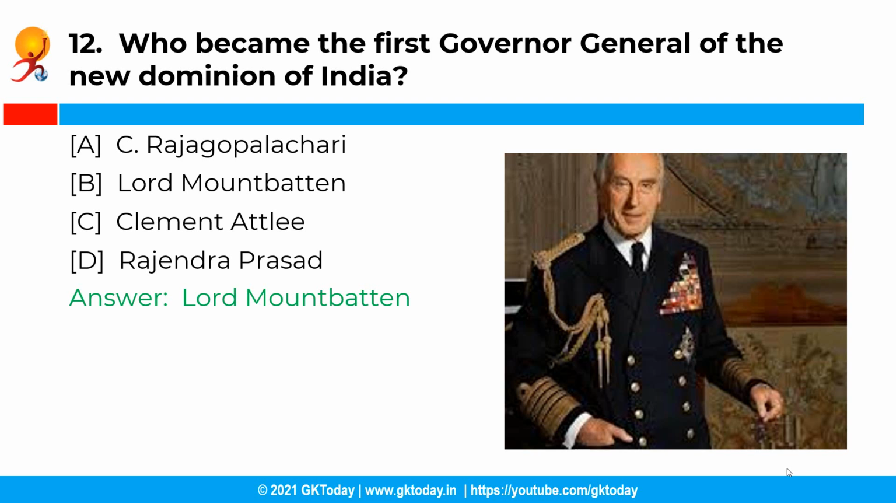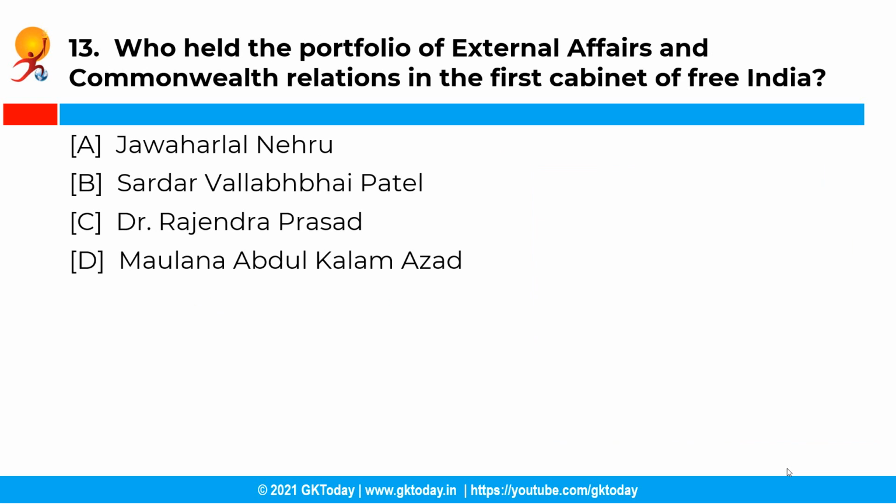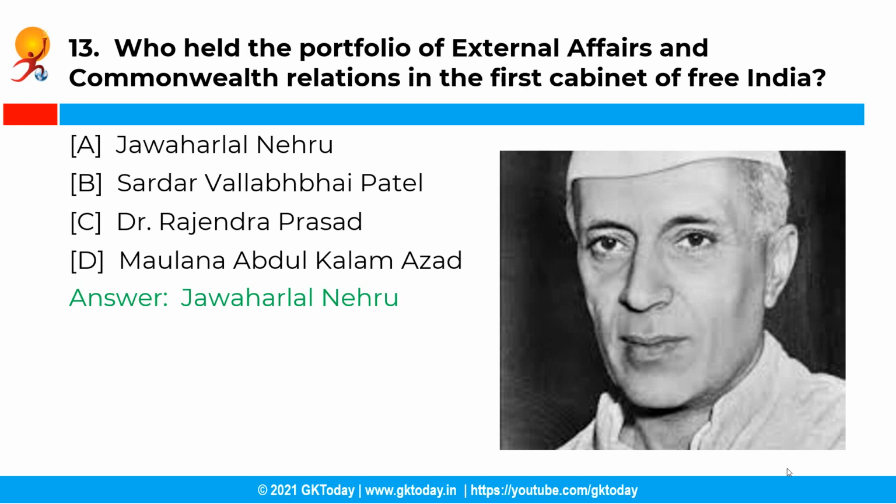Now the next question is that who held the portfolio of External Affairs and Commonwealth Relations in the first cabinet of Free India? Now your options are: A, Jawaharlal Nehru; B, Sardar Vallabhbhai Patel; C, Dr. Rajendra Prasad; and D, Maulana Abdul Kalam Azad. Now the correct answer for the question is option A, that is Jawaharlal Nehru. See, Jawaharlal Nehru, as the first Prime Minister of Free India, held the portfolio of External Affairs and Commonwealth Relations. He also held the portfolio of Scientific Research in the first cabinet of Free India.